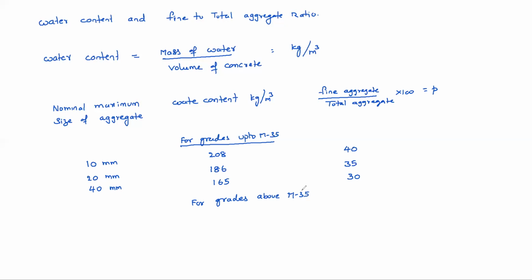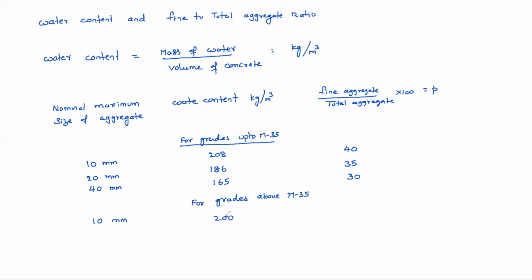sometimes you may need to design M50, M60 also for high-rise buildings, okay. High-rise buildings like 20-story, 30-story buildings. So you should go for at least M50, something like that. So then if 10 mm aggregate maximum size is used, then 200 is the water content.